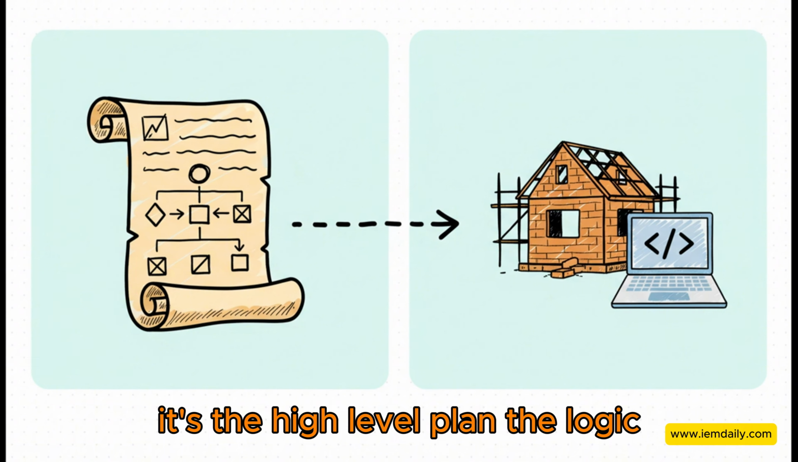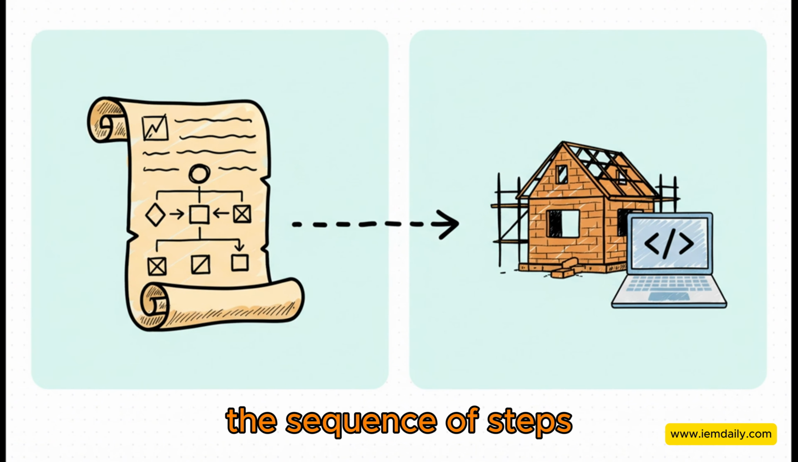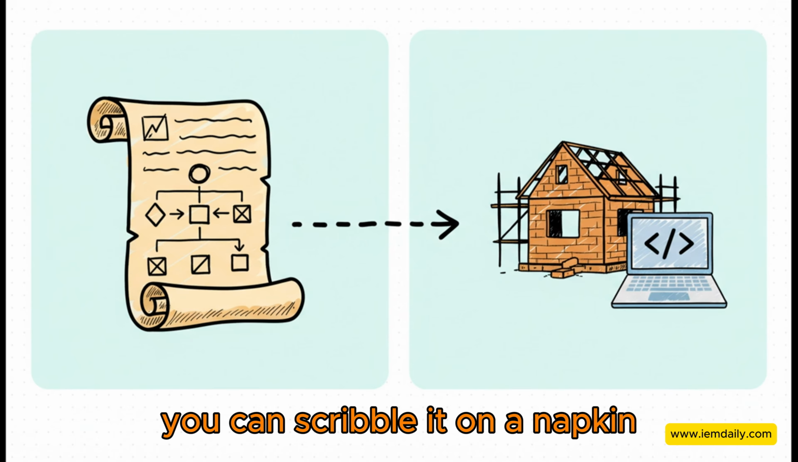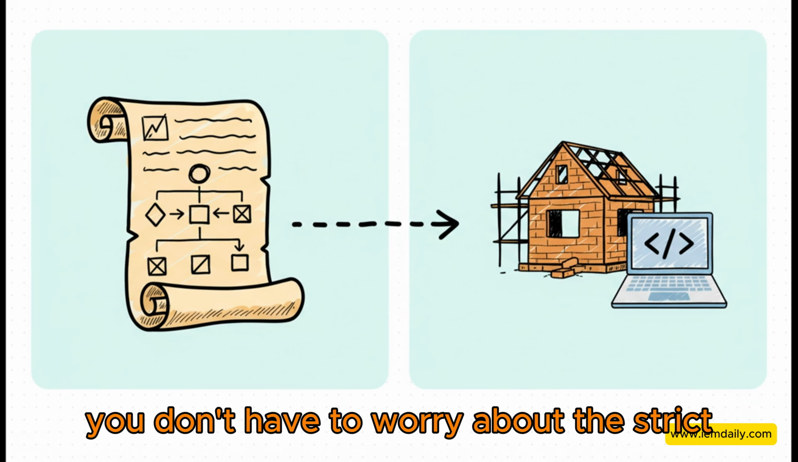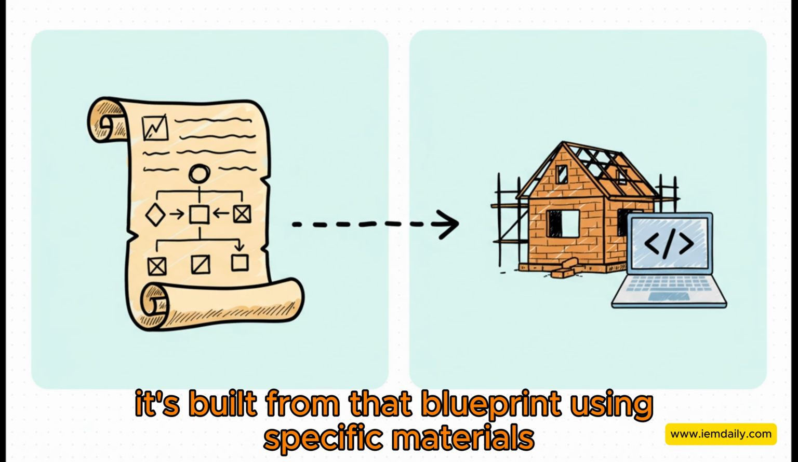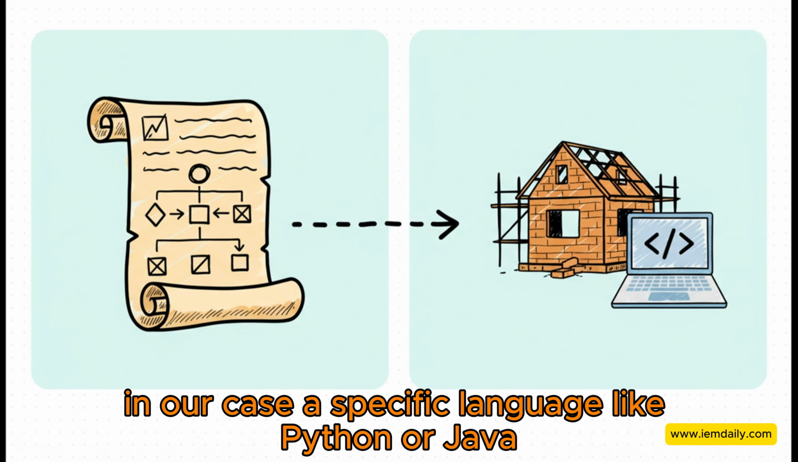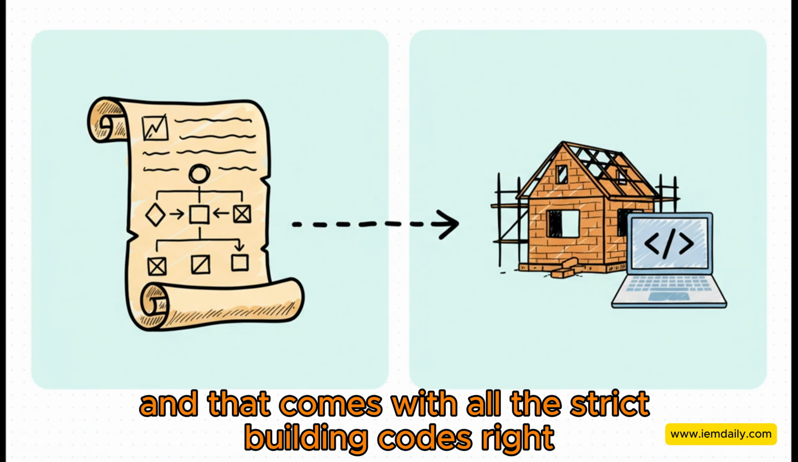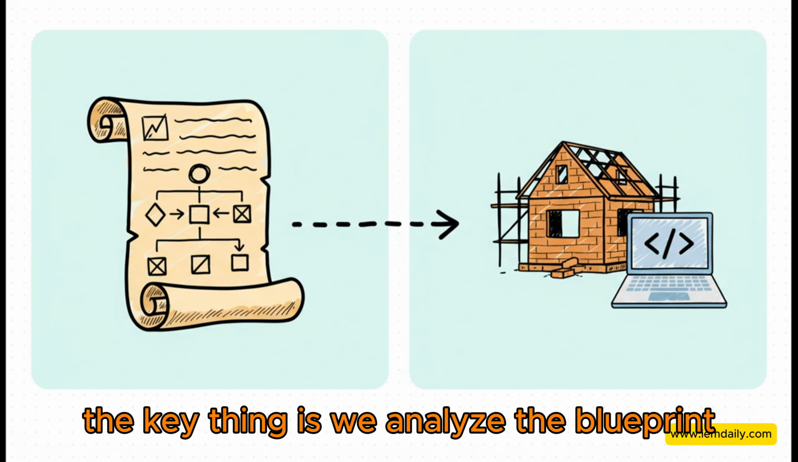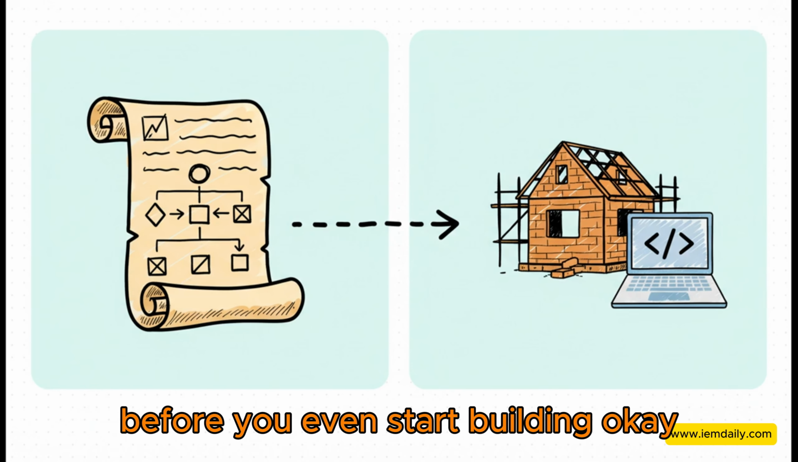It's the high-level plan, the logic, the sequence of steps you're going to take to solve a problem. You can write it in plain English, you can scribble it on a napkin. You don't have to worry about the strict rules of a programming language. A program, though, that's the actual house. It's built from that blueprint using specific materials. In our case, a specific language like Python or Java, and that comes with all the strict building codes, right? The syntax, the data types, declaring all your variables. The key thing is, we analyze the blueprint before you even start building.